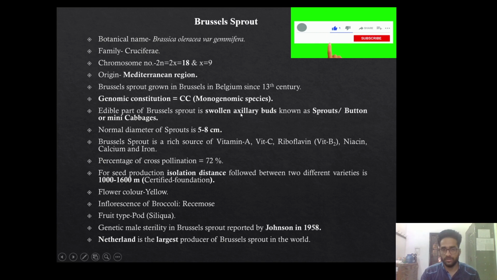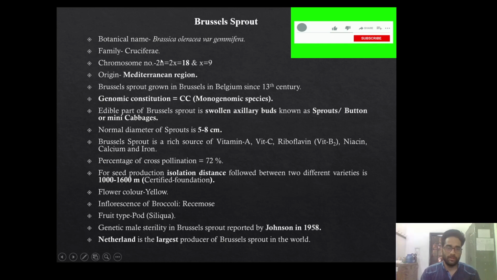Now, Brussels sprout's botanical name is Brassica oleracea var. gemmifera, and the edible part in Brussels sprout is the swollen axillary bud, which is known as sprout or button, mini cabbage. Normal diameter for harvesting of sprout is 5 to 8 cm. Isolation distance is common only. Inflorescence is racemose. And Netherlands is the largest producer of Brussels sprout in the world.